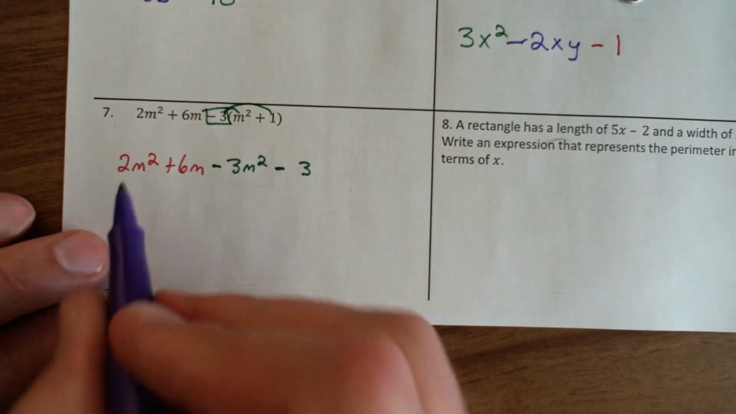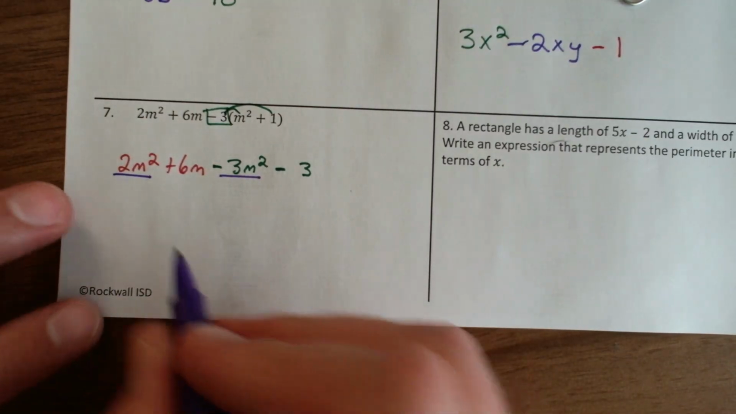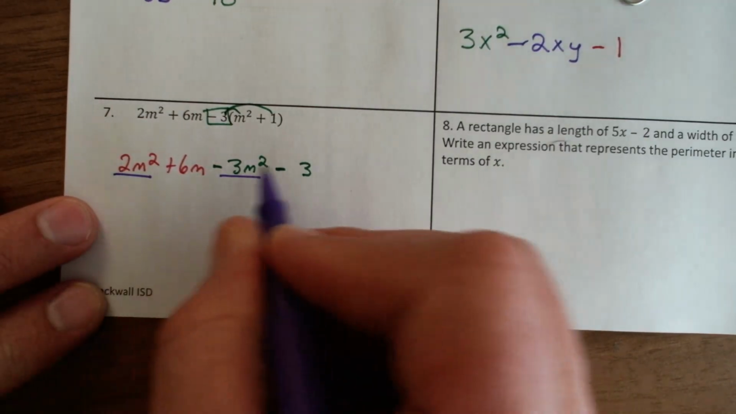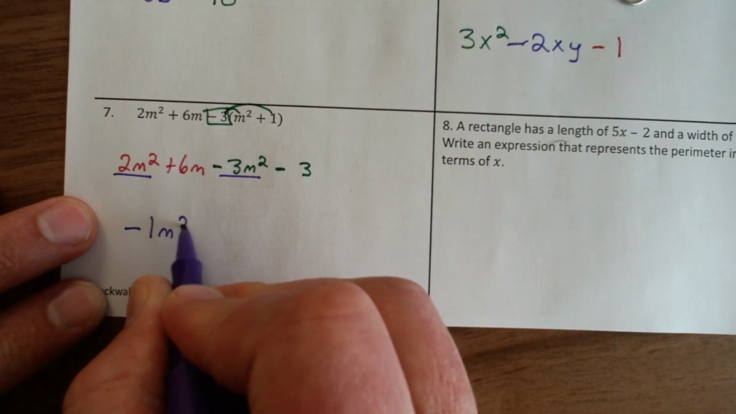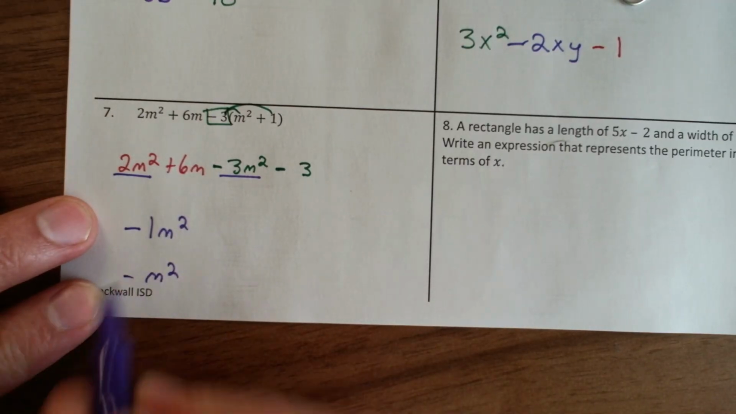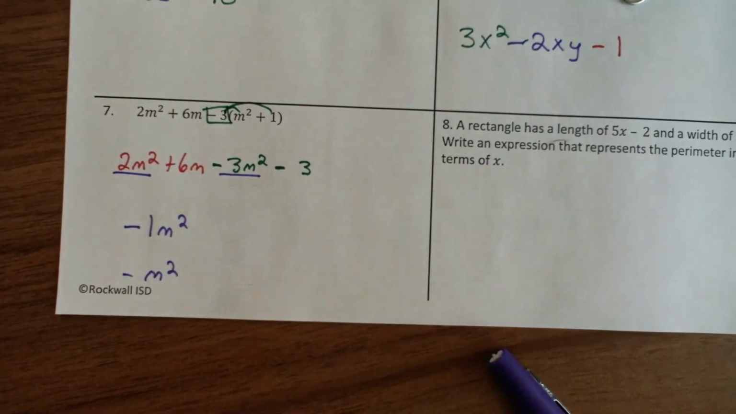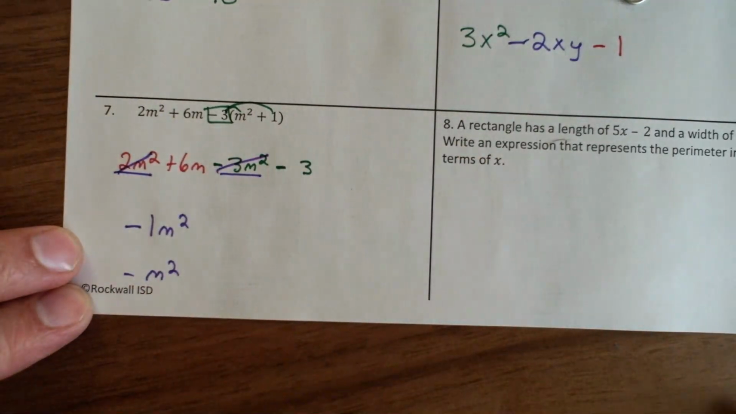Okay, let's combine like terms. I have a 2m squared here. I have a negative 3m squared here. So 2 of something, take 3 away. I'm left with negative 1m squared. I could also write this as just negative m squared. And this goes away, and this goes away.